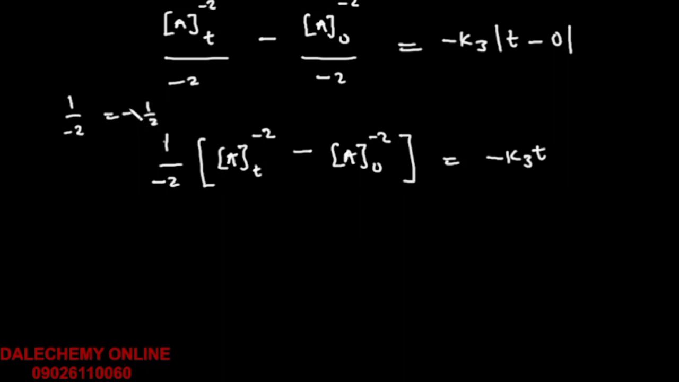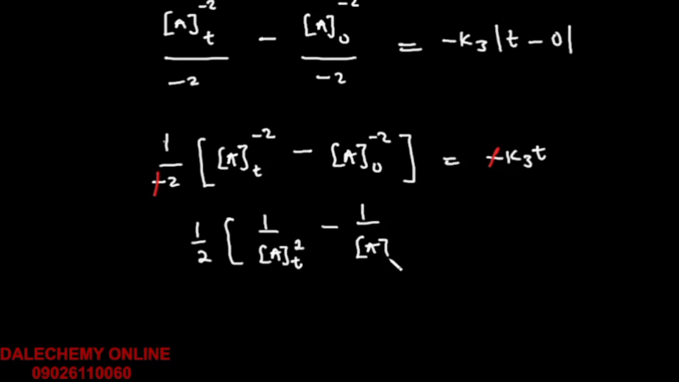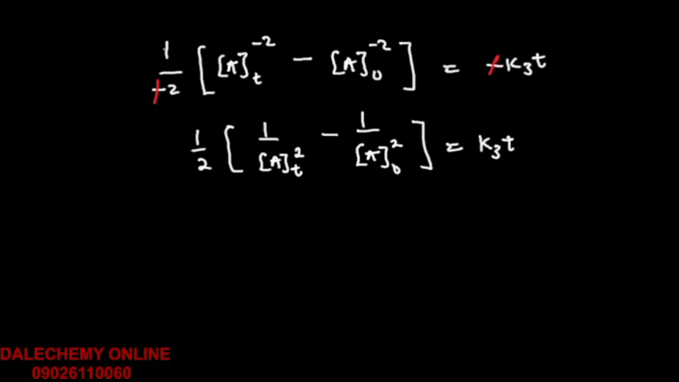So if you do that, minus will cancel minus over here, and we have this cancel this. So if that happens, we have just 1 over 2. Now this is like 1 over a at time t raised power 2 minus 1 over a naught raised power 2 equal k3t. And this is the integral rate law for third order reaction.